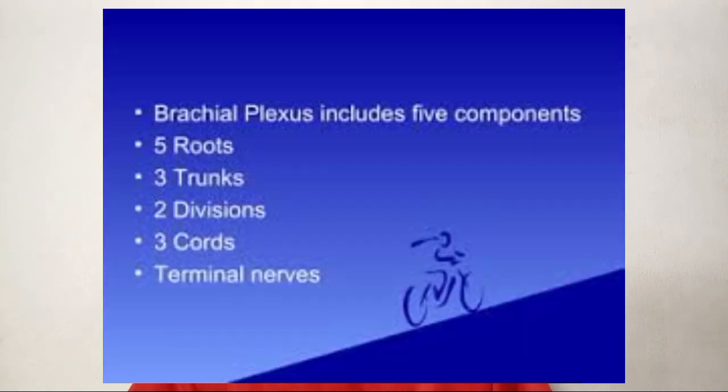So what are the components? The components we are going to talk about are: 1, the roots; 2, the trunks; 3, the divisions; 4, the cords; and 5, the branches. So let's go.